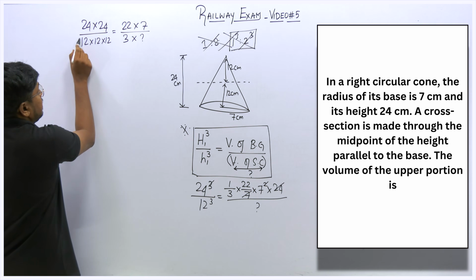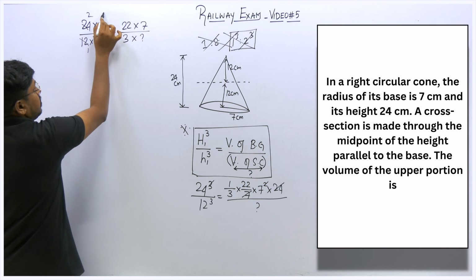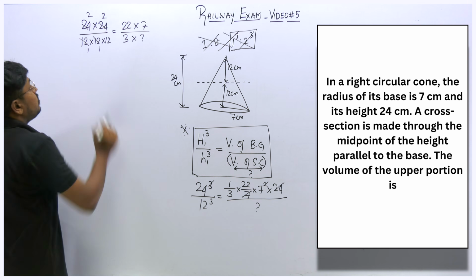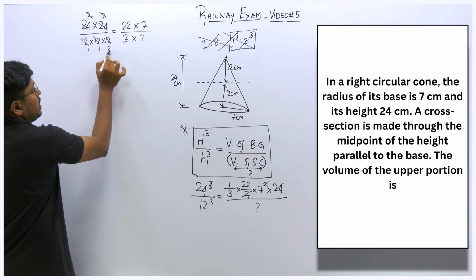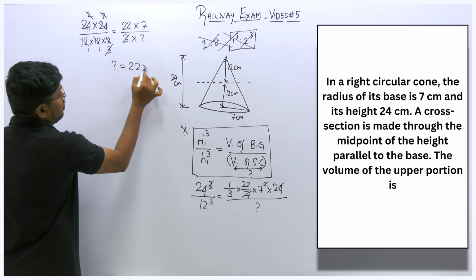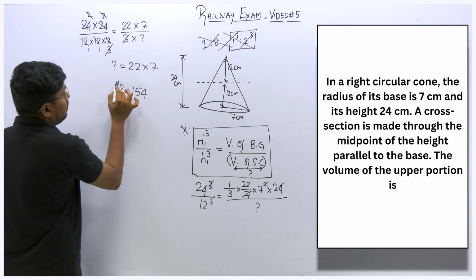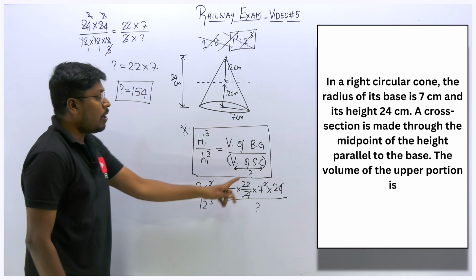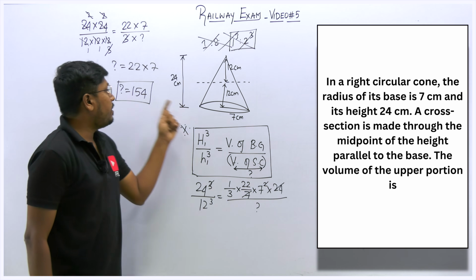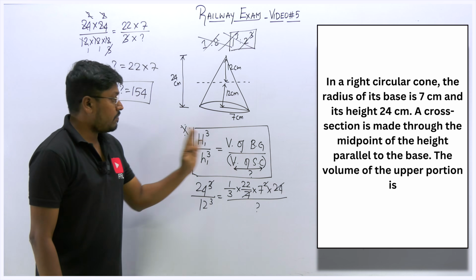So now we can cancel it. 12 ones are 12, 12 twos are 24. 12 ones are 12, 12 twos are 24, right? So 2 into 2 will be 4, 4 into 3 will be 12. We can cancel 3 and 3 here. So question mark is equal to 22 into 7. So question mark is equal to 154. Which means the volume of the smaller cone will be 154 centimeter cube. So this will be the answer for this question.